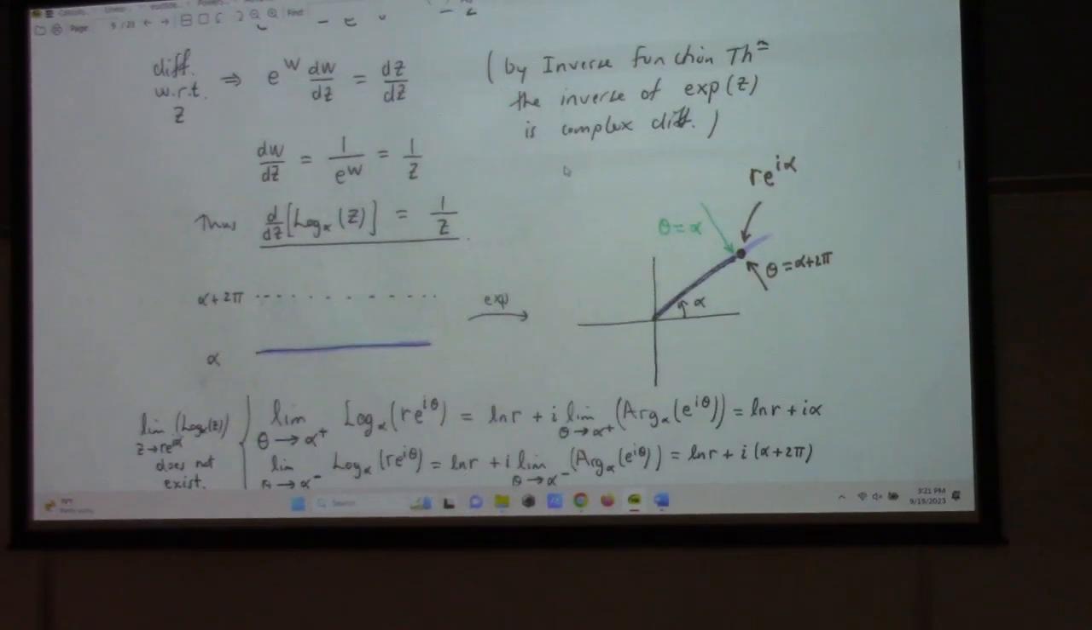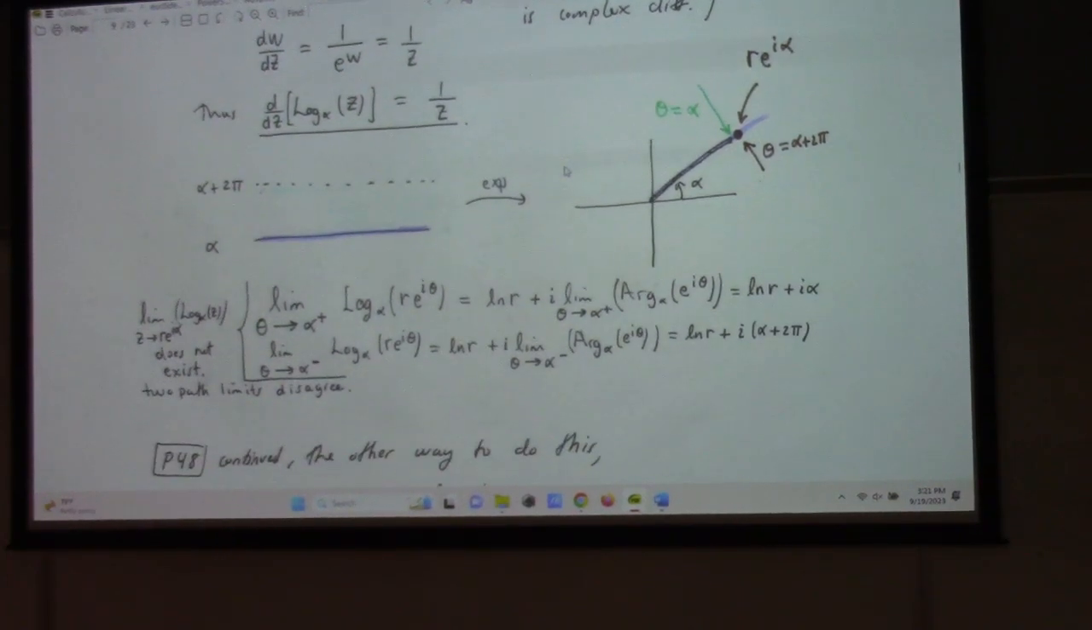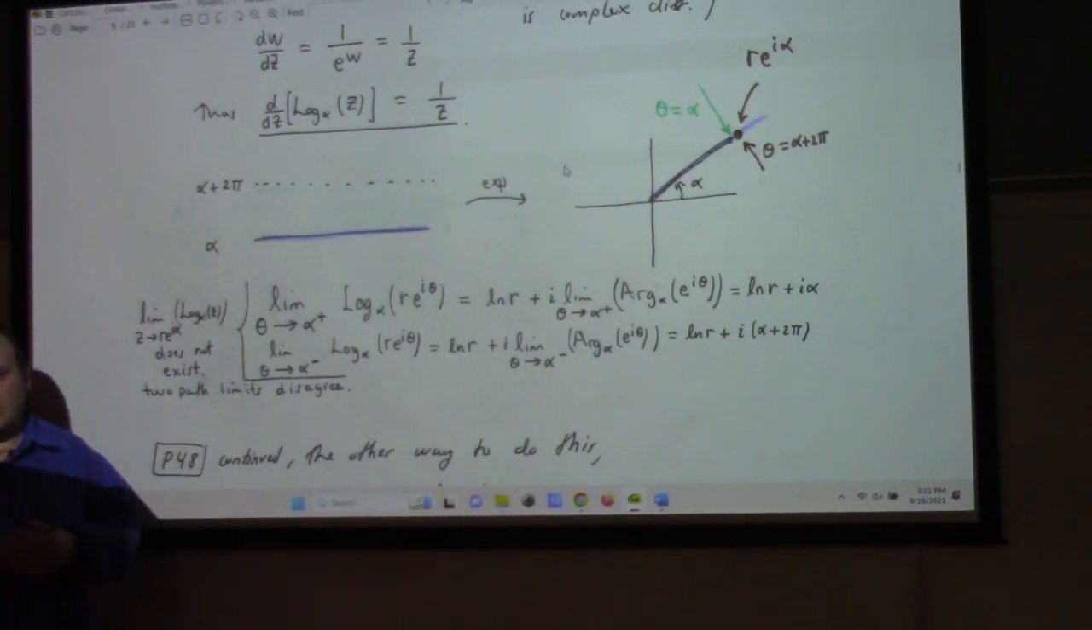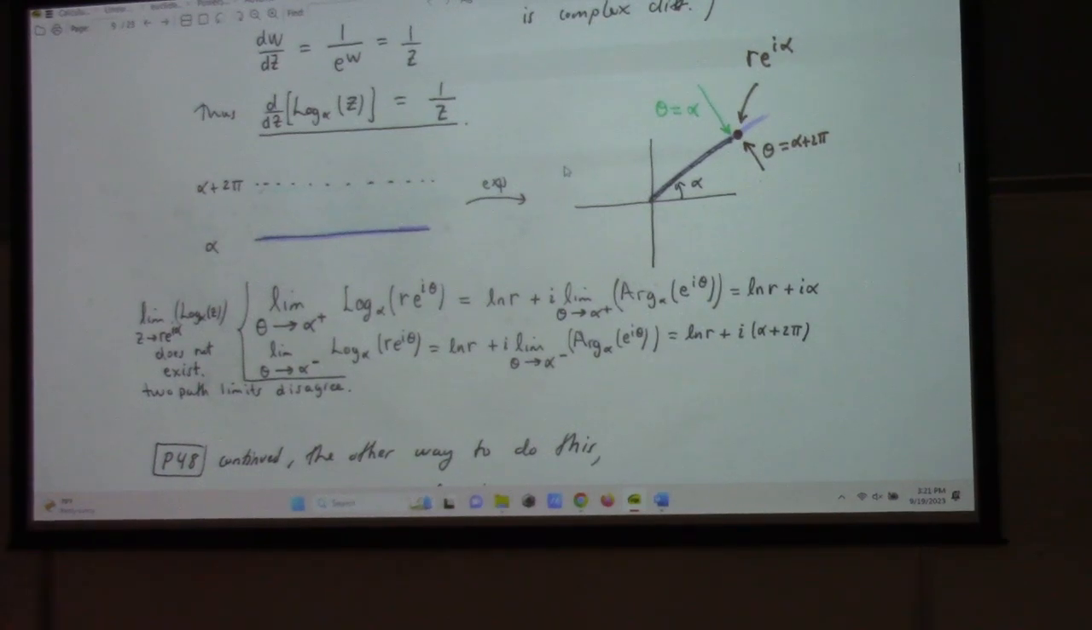Let's see here, what else can I tell you guys? I've spent a fair amount of time talking about the discontinuity of the logarithm at the angle jump. I wouldn't be surprised if I ask something about that. I do want you to understand that. So if you don't understand that, please spend some time thinking about it.